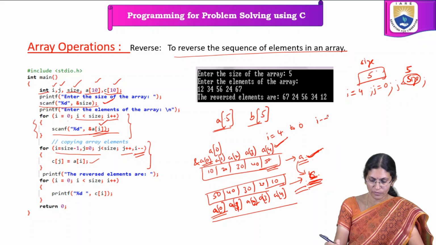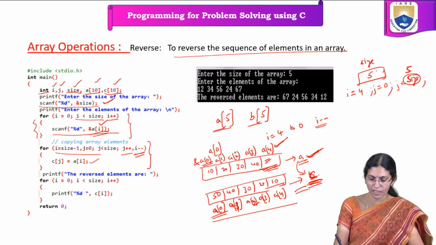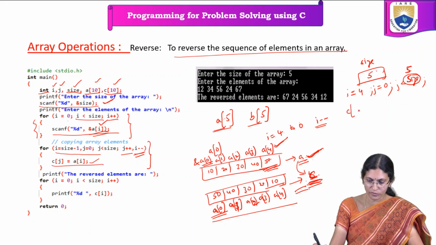So I minus minus means each value is copied, and then with the help of this updation expression, the next I value will be 3, next 2, 1 and 0. In this way this loop will repeat. When I is equal to 4, j is equal to 0. So with this line, C of j means C of 0. A of 4 value will be assigned to C of 0.